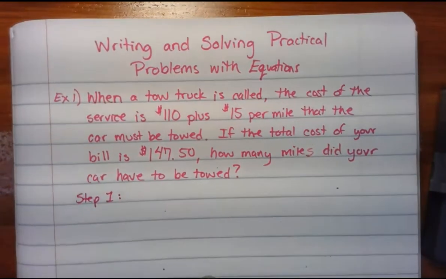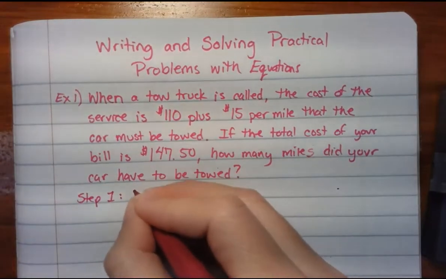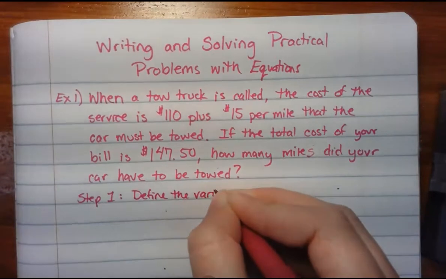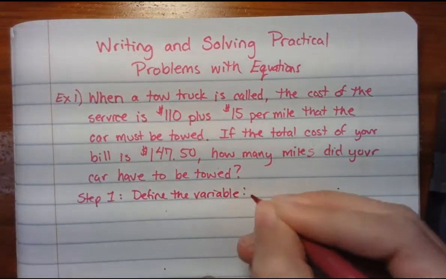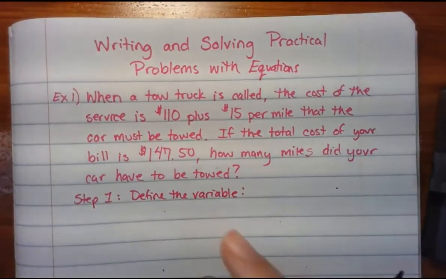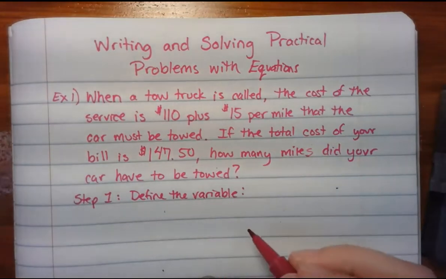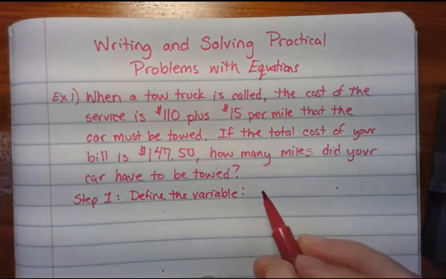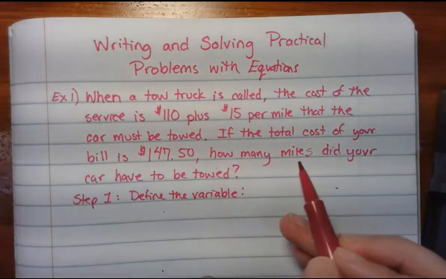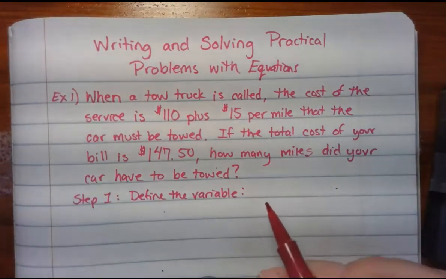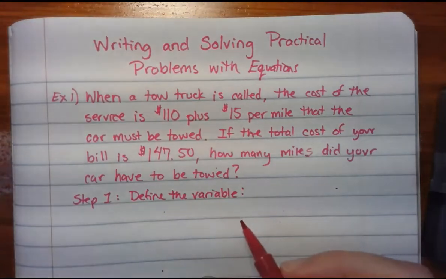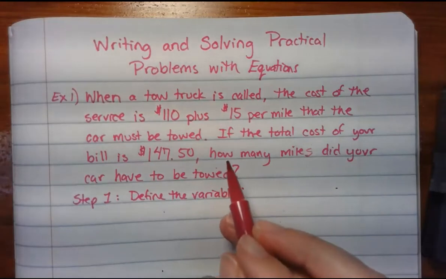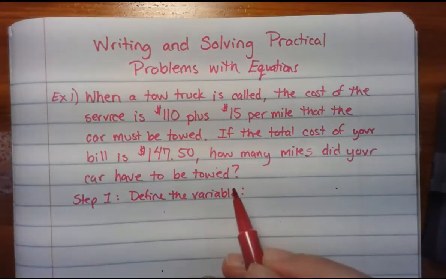Always, always, always when you do this, you are going to define the variable. So you can make a note of this on your paper or maybe make a 1 and say, this is what I'm going to do. First, define the variable. What is it that we do not know? And usually that is answered in this very last question. It's the thing that's missing that you're looking for. Remember, variable just means the thing in math that we do not know. And so what is it that we do not know here? It's how many miles did your car have to be towed?